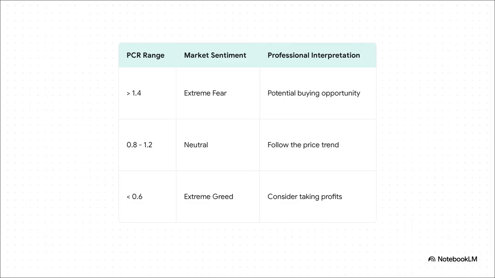This little guide here pretty much lays out that whole contrarian mindset. When that PCR gets really high, above 1.4, it's a sign of extreme fear, and that's where you might start looking for a buy. And on the flip side, when it gets super low, below 0.6, it means everyone's gotten way too greedy, which could be a flashing warning sign that it's time to take some profits off the table.